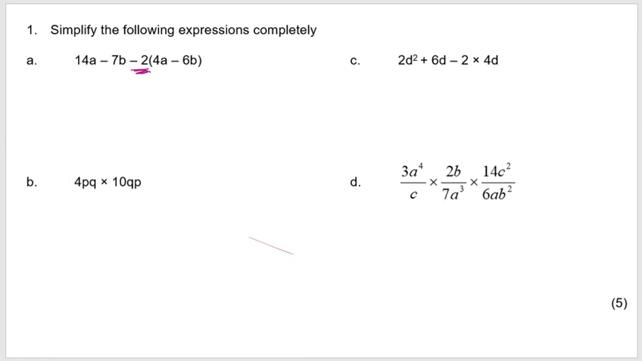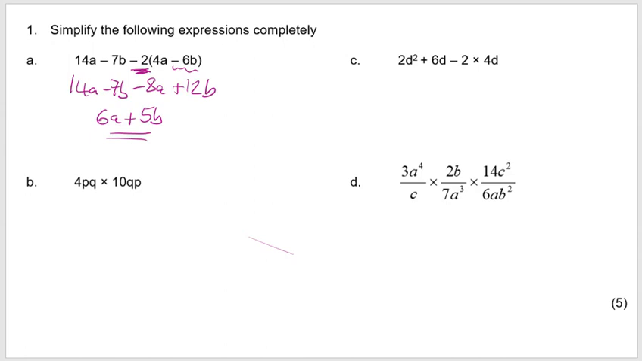So taking away two lots of 4a is equivalent to taking away 8a. Taking away two lots of negative 6b is equivalent to adding 12 lots of b. With the rest of the terms then, minus 4a minus 7b, take away 8a plus 12b, 14a take away 8a gives us 6a, minus 7b adds another 12b gives us a positive 5b. So our final solution to A.